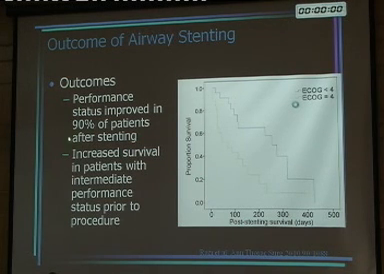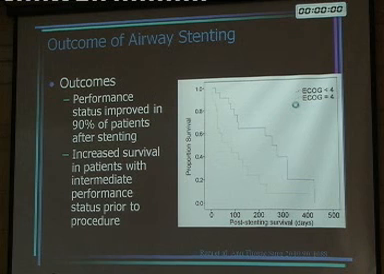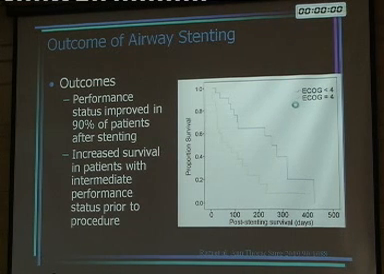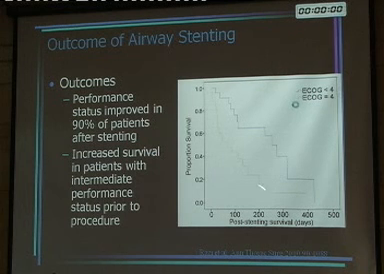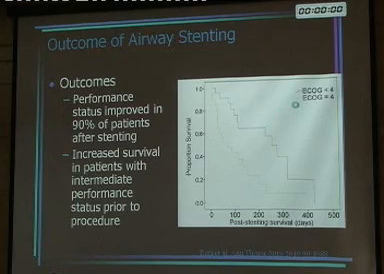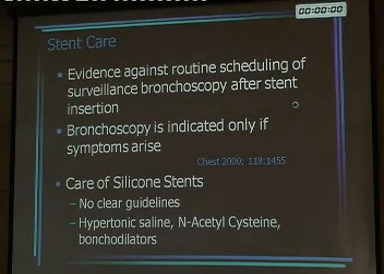And you see that the performance status improved in almost all patients, 90% of the patients. But what's impressive is the survival was better in patients who had somewhat of a moderate performance status, meaning if the patient had really poor performance status, it was too late. Sometimes we have to ask ourselves that question: if the patient with lung cancer, stage 4, has a really poor performance status, you may not be able to help them. Clearly, the ones that were helped here were the ones that had some decent functional status, and that was improved with stent placement.